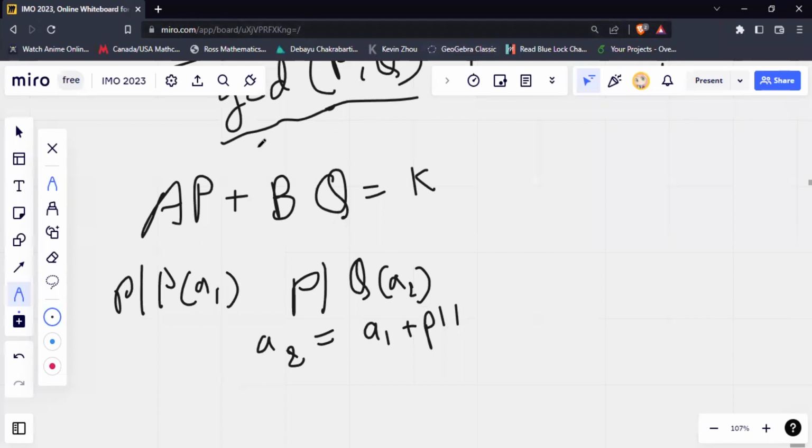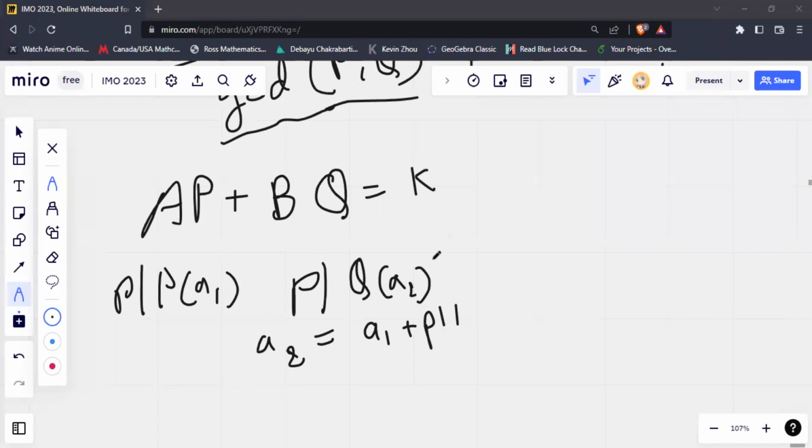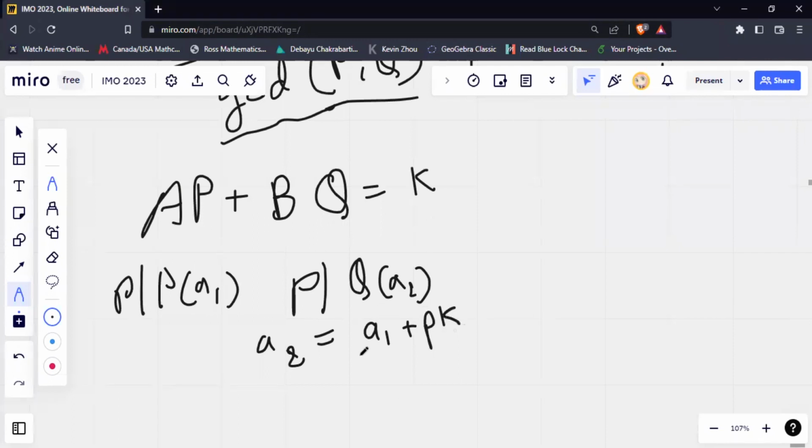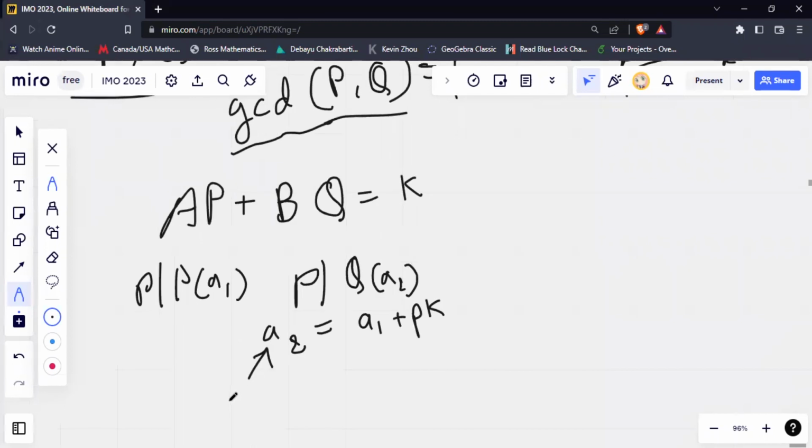Wait, but how did we get that P and Q are irreducible? We are assuming they are. Okay, we want this to happen. Nice.